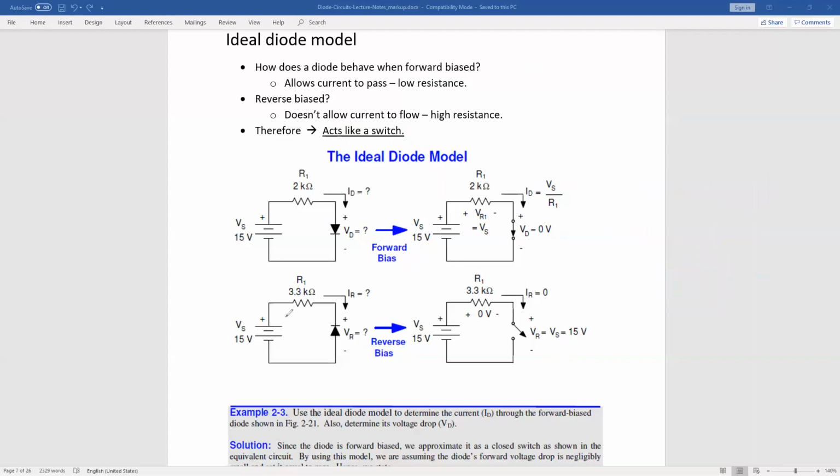And then if we're looking at the reverse bias situation in the ideal diode model, first we just identify that this diode is hooked up in reverse bias, so we want to find out what the diode voltage and the diode current are going to be. That's our objective for this in general. So in reverse bias, we simplify and we say there's no current that's going to flow through, so our diode is going to act like an open switch.